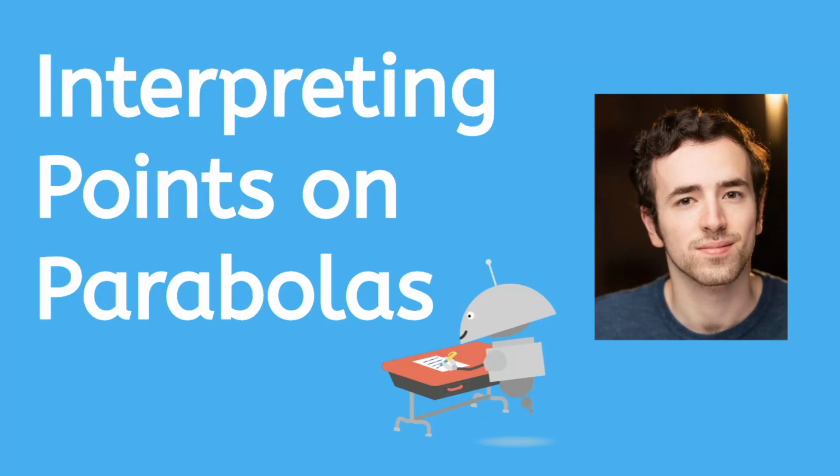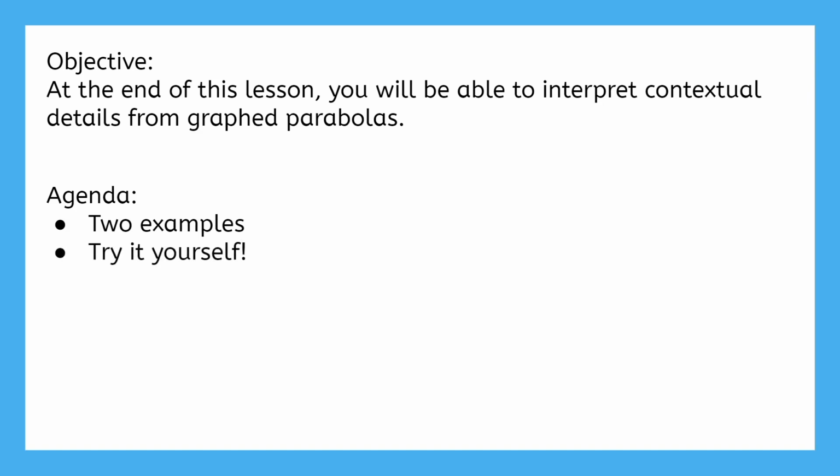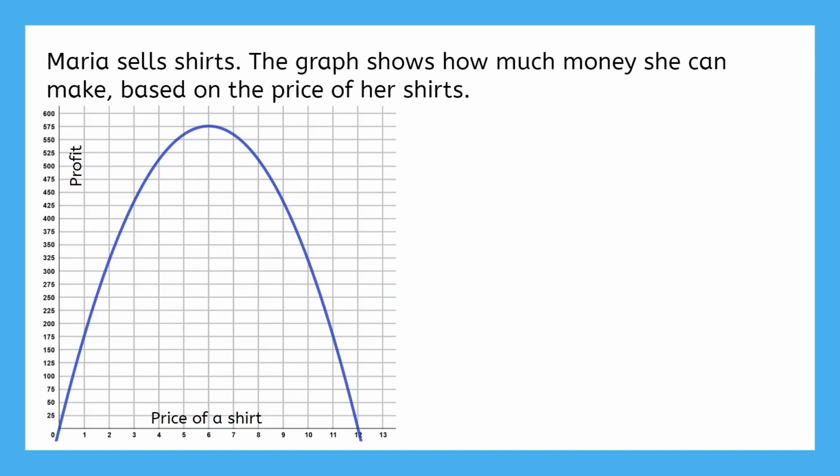Now that you know how to describe important parts of parabolas, we can take a look at parabolas with some context behind them. By the end of this lesson, you will be able to interpret contextual details from graphed parabolas. Since you've been interpreting graphs in every unit so far, we'll jump straight into a couple of examples with parabolas, and then you'll have a chance to try an example on your own.